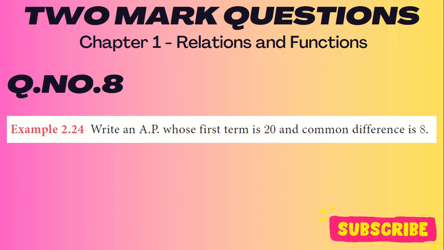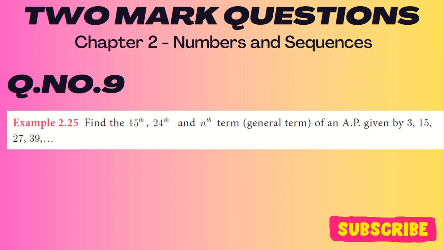Question number 8, example 2.24: write an AP whose first term is 20 and common difference is 8. I'll repeat once again. Question number 8 is example 2.24: write an AP whose first term is 20 and common difference is 8. Let us go to the next one.